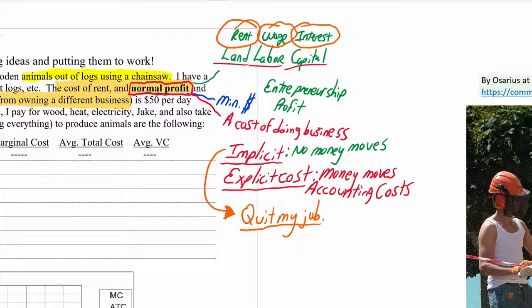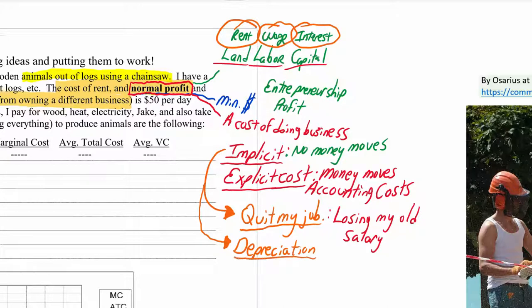If I quit my job to start a business, what I'm losing is my old salary. Well, an accountant is not going to see the fact that I'm not earning that money anymore. And so it's something that's kind of invisible to them. They're not going to count it in the costs of doing business because no money actually changed hands. Now, one other good example of an implicit cost, and this is one that accountants do take account of in some ways, is depreciation. But accountants and economists think about depreciation in a different way.